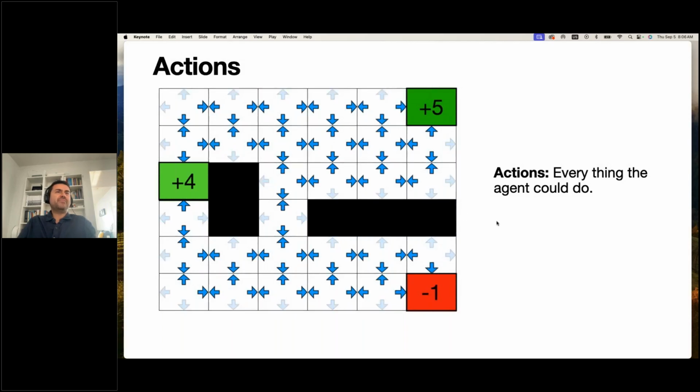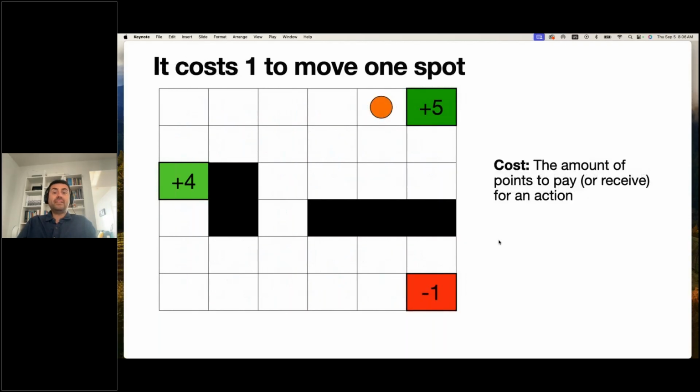However, a better set of actions would be this, where you're not crashing against the walls, right? That would just be a small improvement. And so those are the actions. Now let's add a difficulty. It costs one point to move. It costs one euro to move one spot.